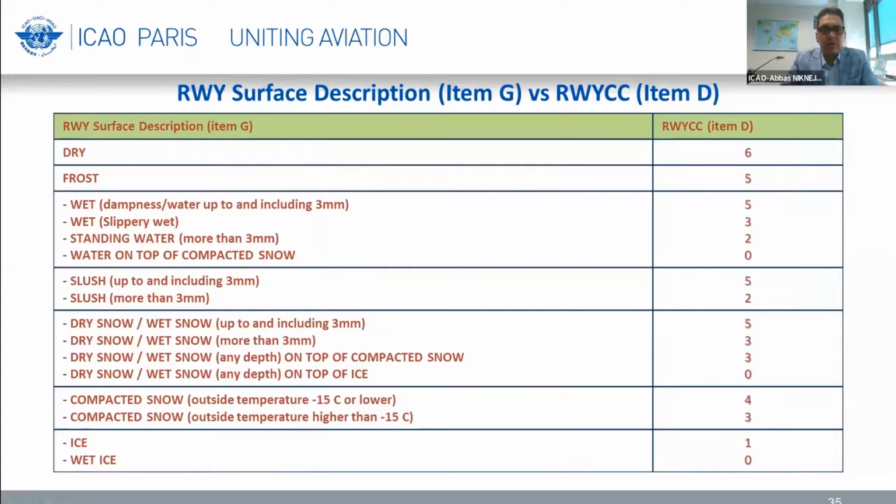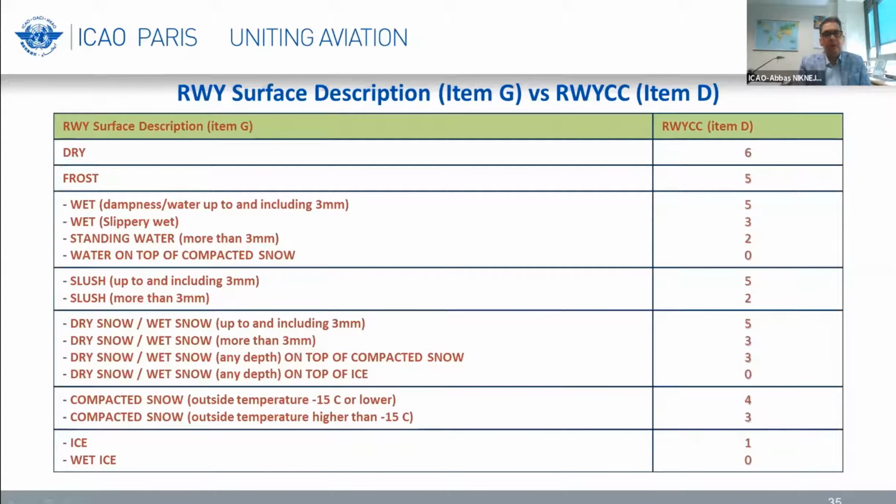Runway condition code is 5. More than 3 millimeters, runway condition code is 2. You may remember that a slush is reported for 3 millimeters or above. So if a slush is 3 millimeters, you will report 3 for depth. You will report the slush for runway condition description, and you will report runway condition code 2.